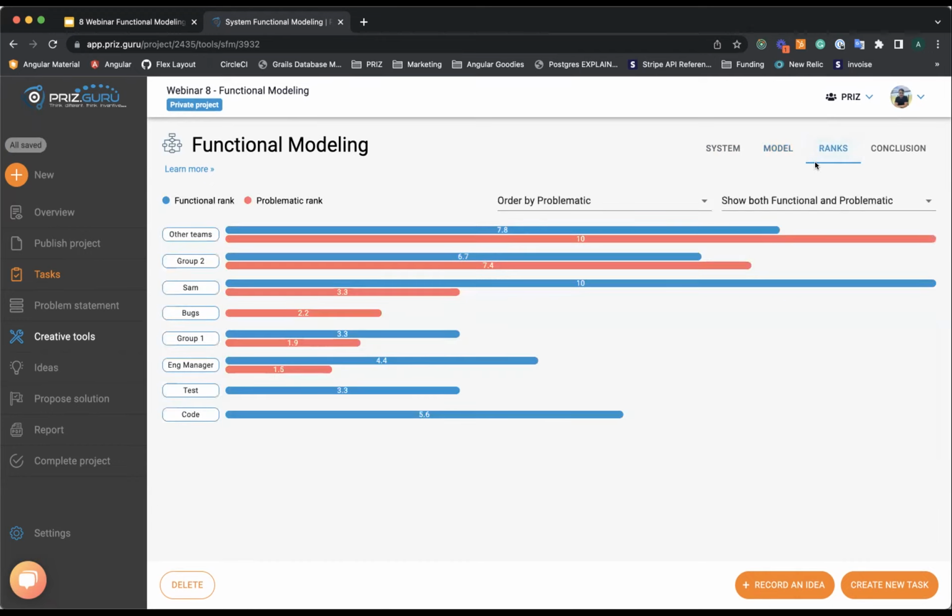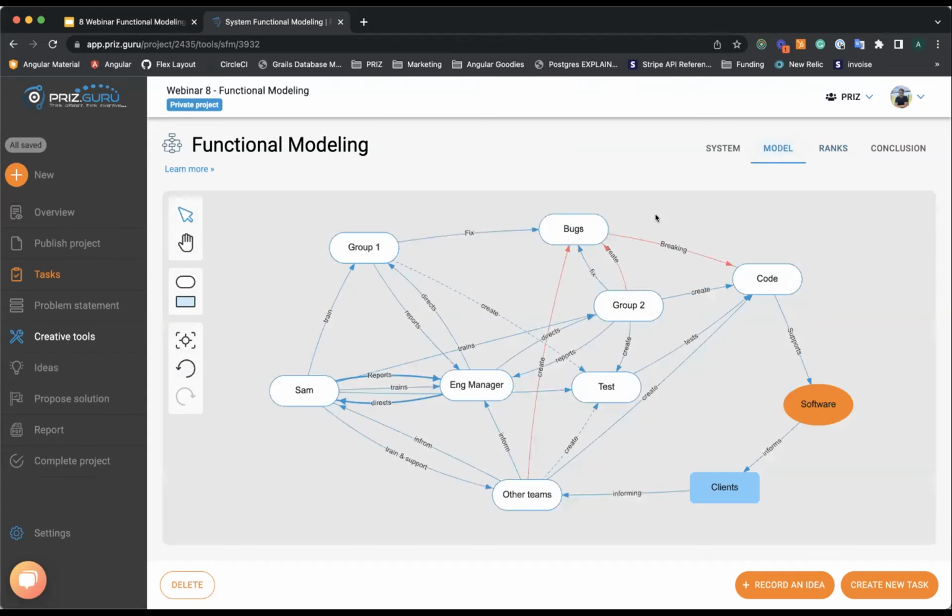Go back to ranking. All of a sudden, Sam's function is pretty damn good, right? Still, the problematic rank is there, but it's much more improving, right? And so on.